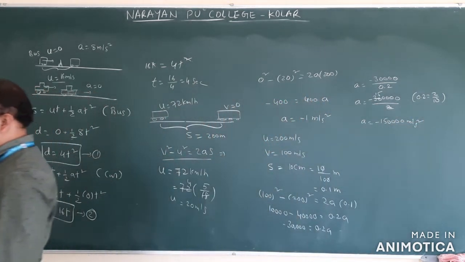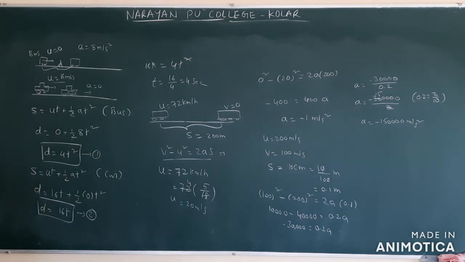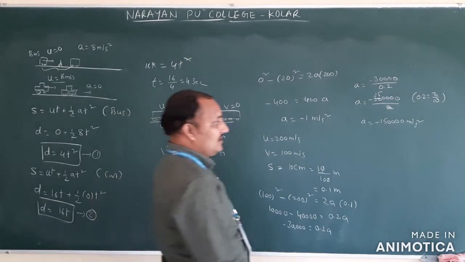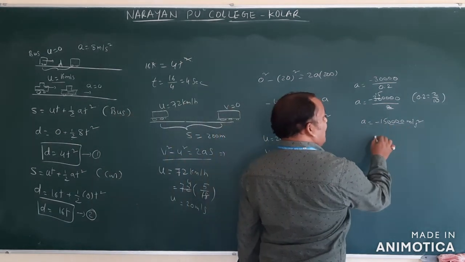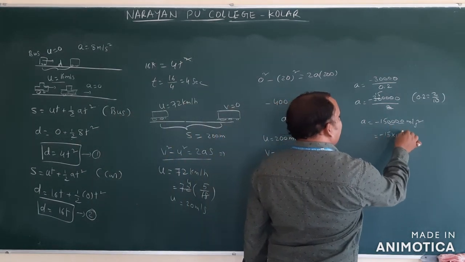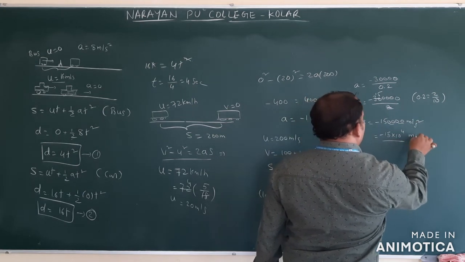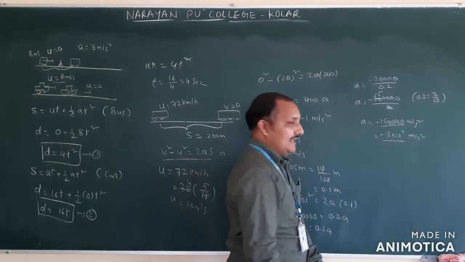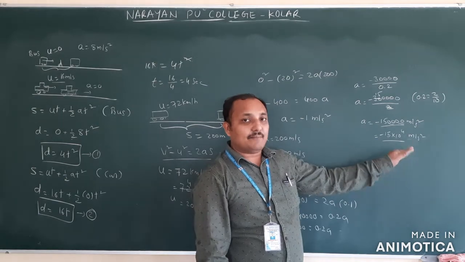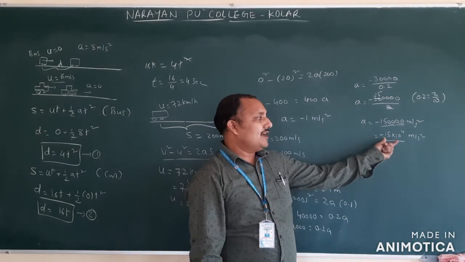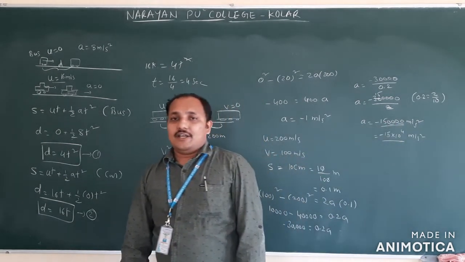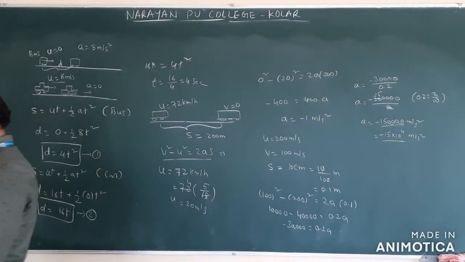That is the retardation. Whenever they are asking for retardation or deceleration, you will be getting negative values. Here how many zeros are there? 4 zeros. Therefore, depending on the options, you have to change this. Sometimes they will give it as 10 power 4, 10 cube like that. Depending on the options, you have to write the retardation value. Okay.